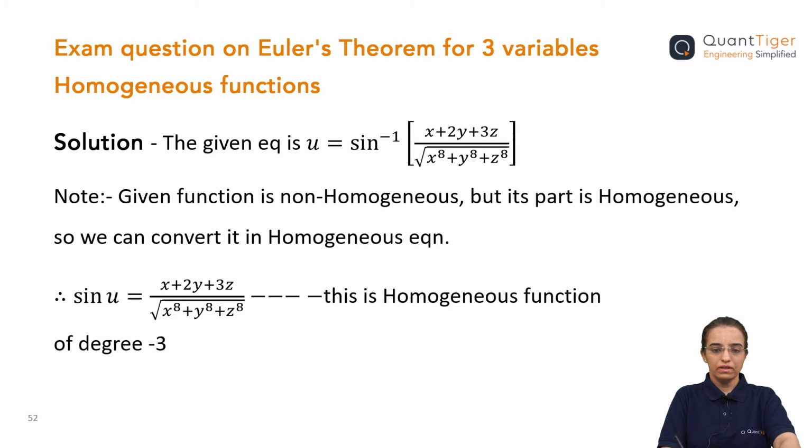If you look here, this numerator is of order 1, and if you look at this denominator, it will be of order 4. So if you look at this function which is in the square bracket, its order is 1 minus 4, what will that be? It is -3. So its order is -3. So the function given in the square bracket is a homogeneous function, because all the terms will be of order -3.